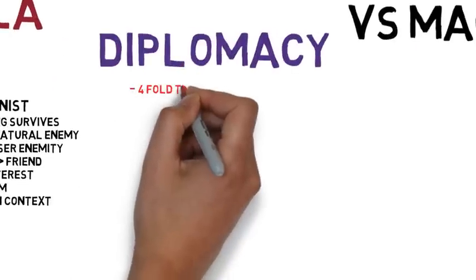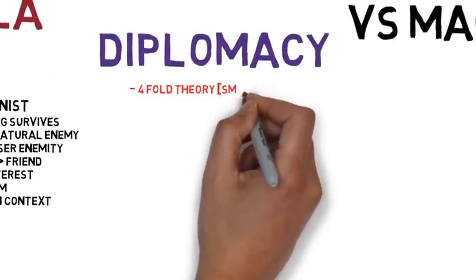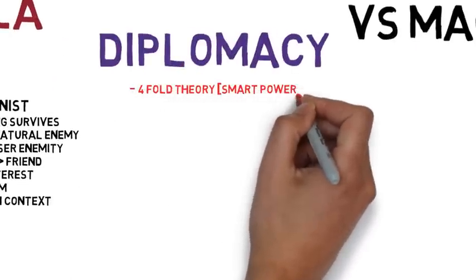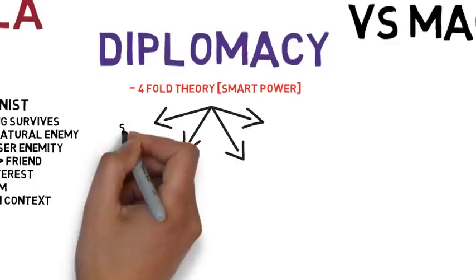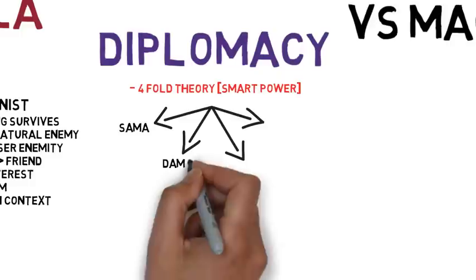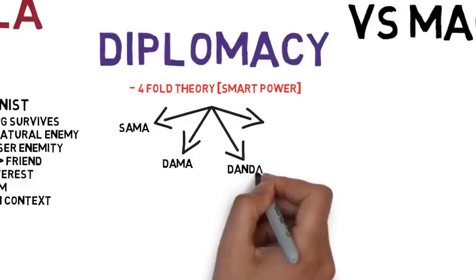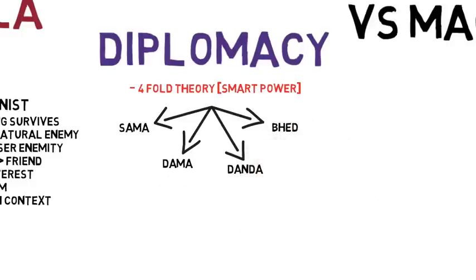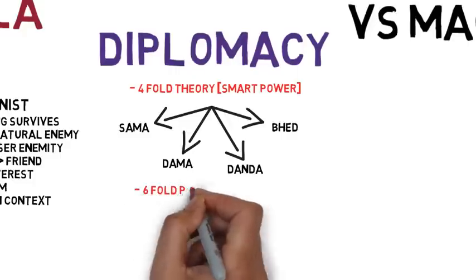Which brings us to Kautilya's view on diplomacy. His first view on diplomacy is known as the fourfold theory or the smart power, which includes Sam, Dam, Dand and Bhed. Sam is known as treaty, Dam is known as economic diplomacy, Dand is known as force, and Bhed is known as dissension or division in the enemy state.